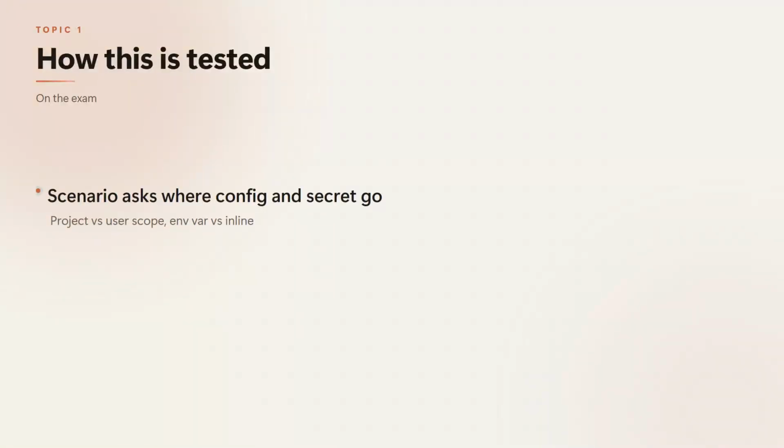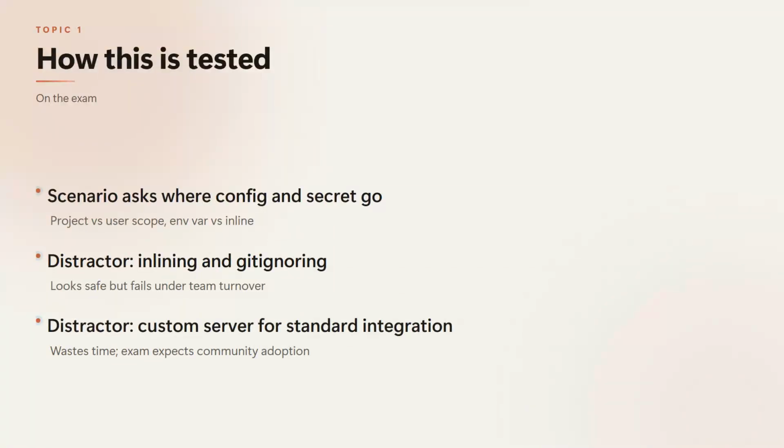On the exam, expect a scenario that asks where the config and the secret go. The distractor that catches people is inlining the token and gitignoring the file. It looks secure enough in a solo project, but the exam is testing whether you think about team turnover in CI. Another common distractor is building a custom server for something like Jira or GitHub. The exam expects you to know that community servers exist and that adopting them is the architecturally sound choice. This is testcraft. The answer that feels most hands-on is often the one that fails at scale.